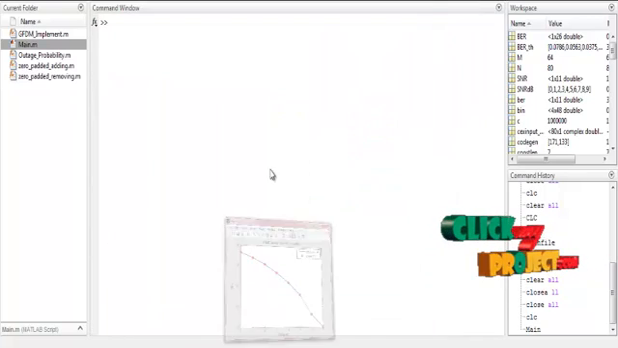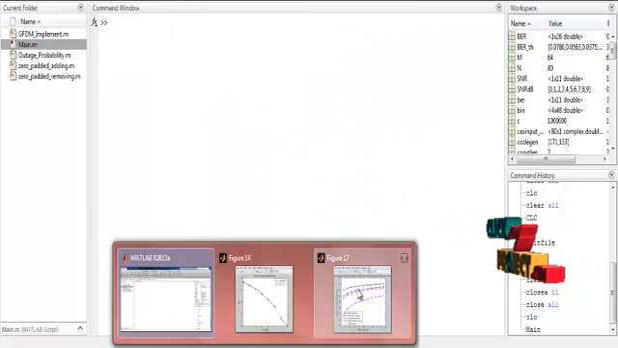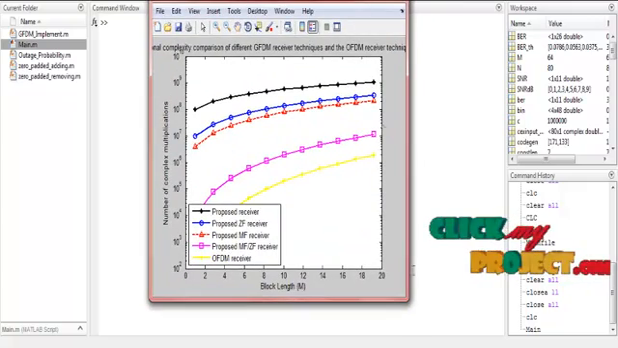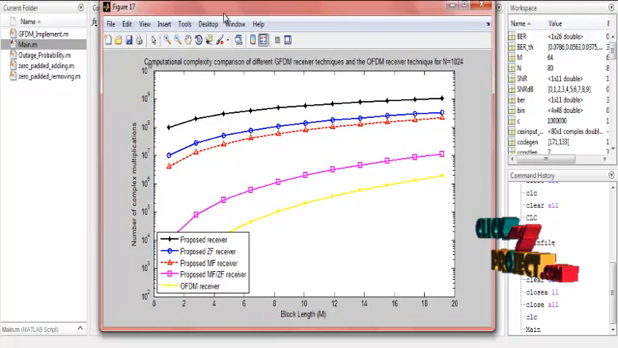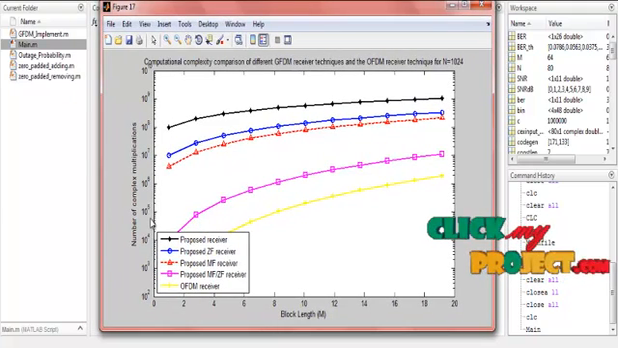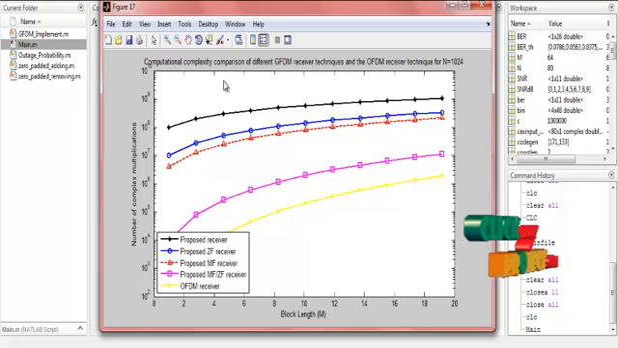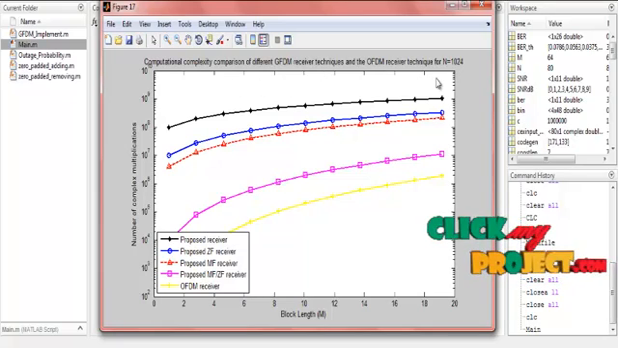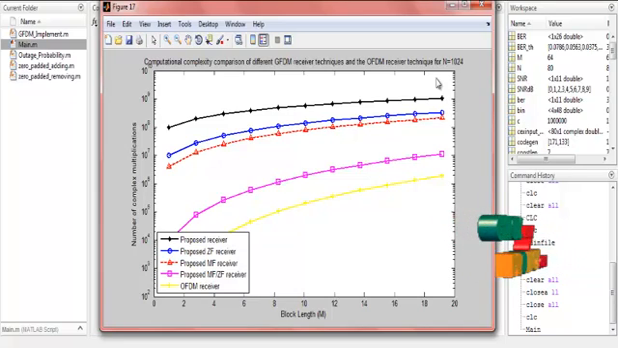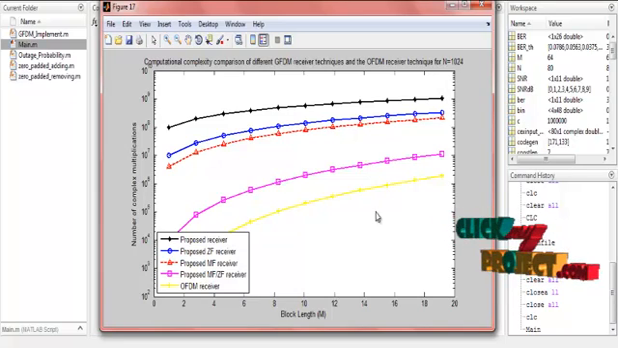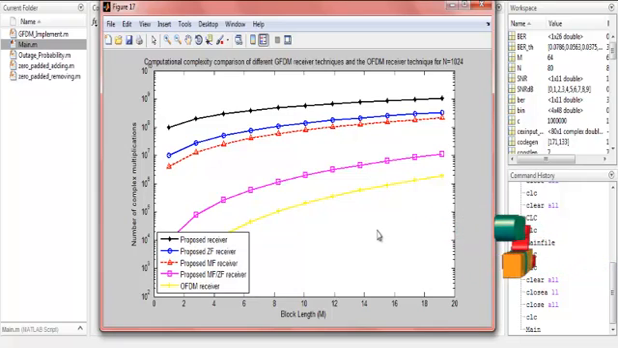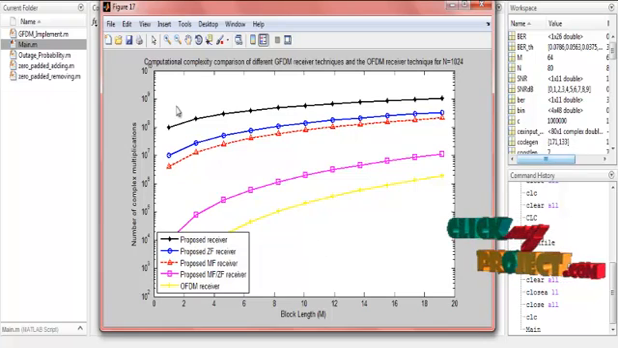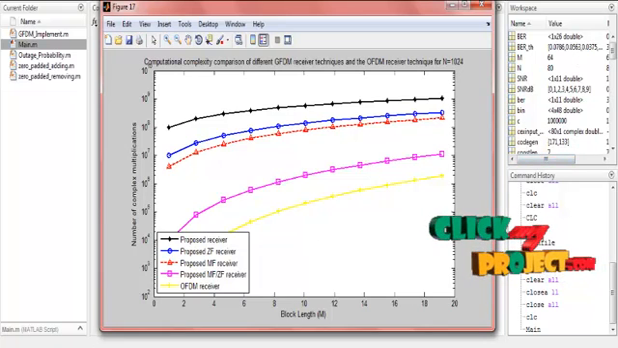In the next figure, by calculating the block length, the same process uses the number of complex multiplications. The computational complexity of different receiver techniques and the OFDM receiver technique, NS is equal to 1024. The proposed ZF receiver and the proposed MF receiver. ZF means zero forcing equalizer, and MF means matched filter equalizer. These are the important processes. These are the running procedure of the process.